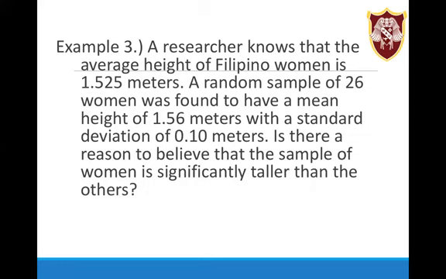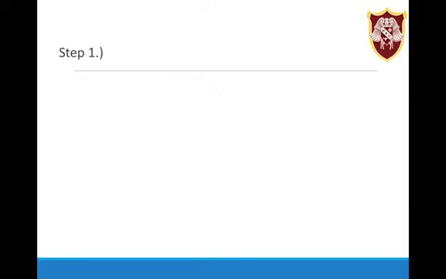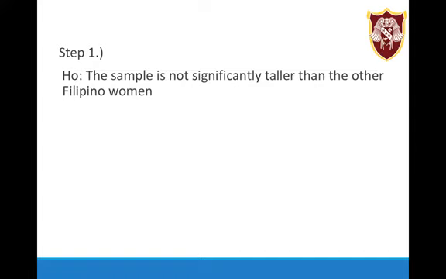There is no specified level of significance. I mentioned a while ago that unless otherwise specified, you use level of significance of 0.05. But if it's a matter of life and death, we use a 1% significance level. So for our null hypothesis, we state that the sample is not significantly taller than the other Filipino women. So that means the sample mean is statistically equal to the population mean of 1.525.